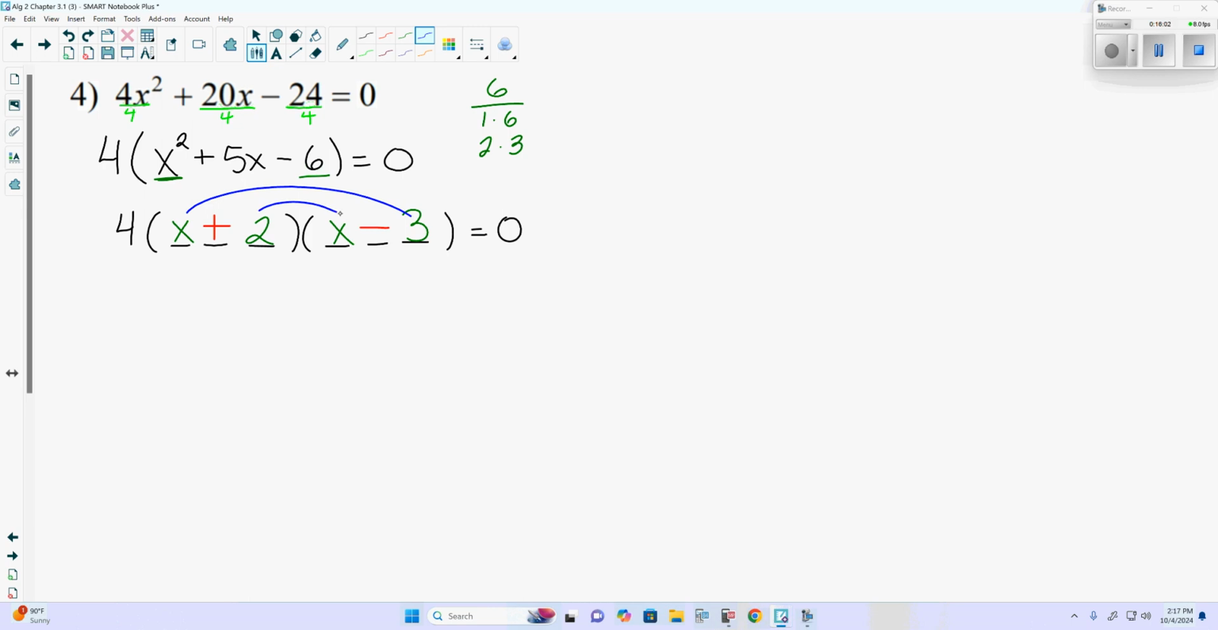And then we'll check this here. X times negative 3 is negative 3x. 2 times x, positive 2 times positive x, is positive 2x. And negative 3x plus 2x is negative x. Is that the middle term we wanted?